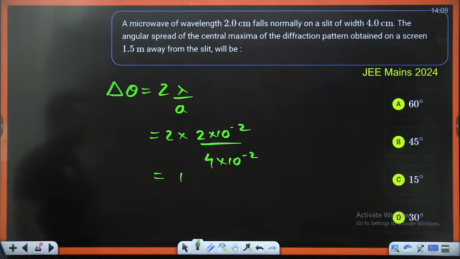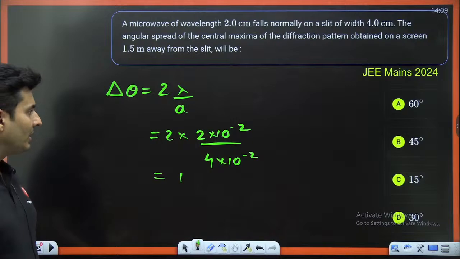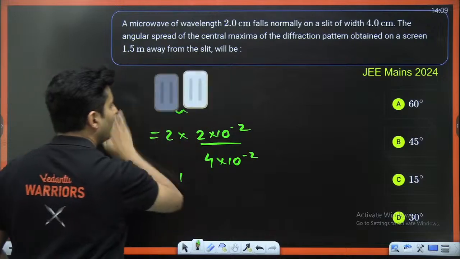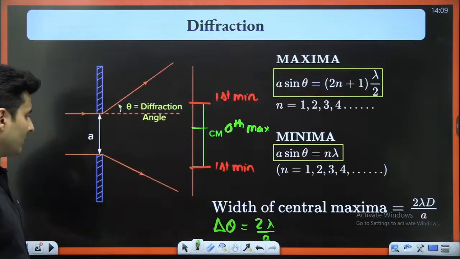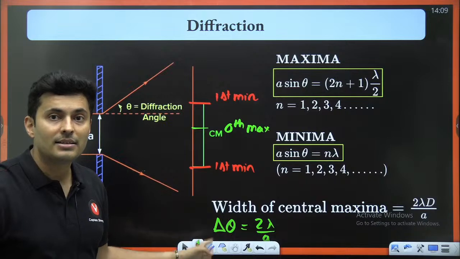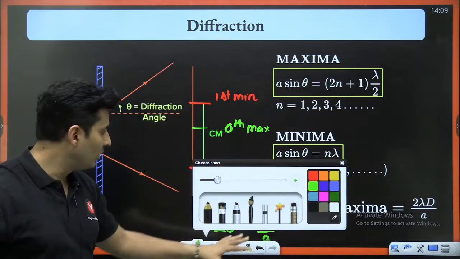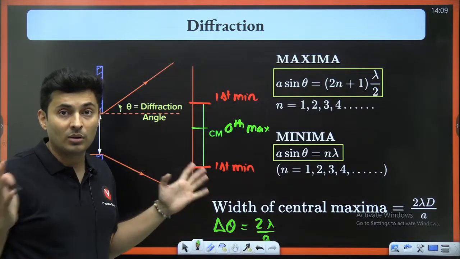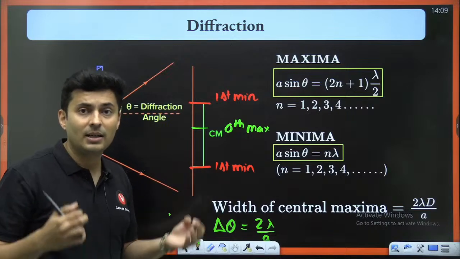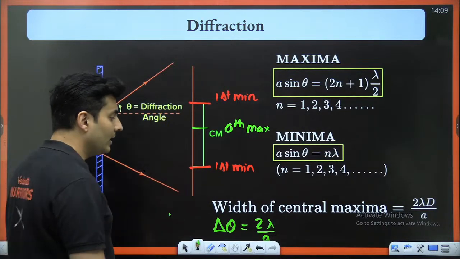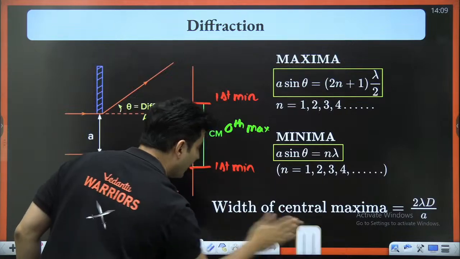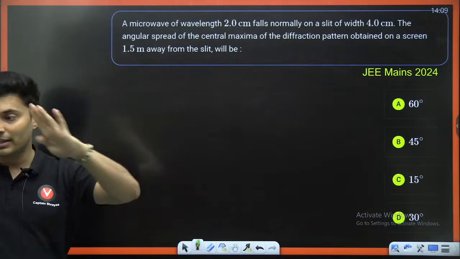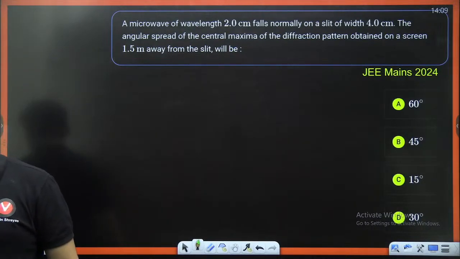Now, the moment you get such a thing, you should be a little bit careful, because delta theta being 1 doesn't make sense. This will be true only when the angles are very, very small. Otherwise this relationship won't be true, because sine theta will be equal to tan theta only for small angles. We get this hint by looking at the options: 60 degree, 45 degree, 15 degree, 30 degree. None of these angles are very small.